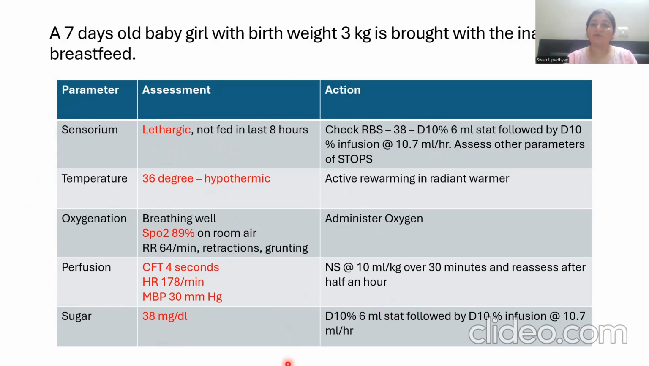So thank you everyone for your attention, and I really hope that all of you start using STOPS wherever you see a baby, whether it is in the ER or in the labor room, or even when you are doing daily rounds in the NICU. Try to use STOPS and try to assess the newborn babies using this pathway. Thank you very much once again.